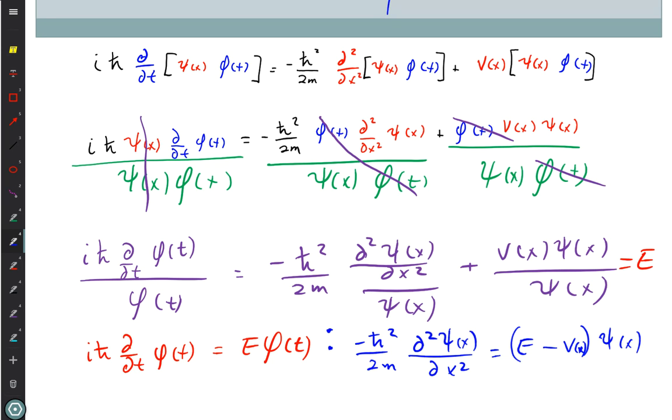And then what was the I again at the beginning of the time dependent? This here, yes, that's the imaginary number I. That was part of our operator.